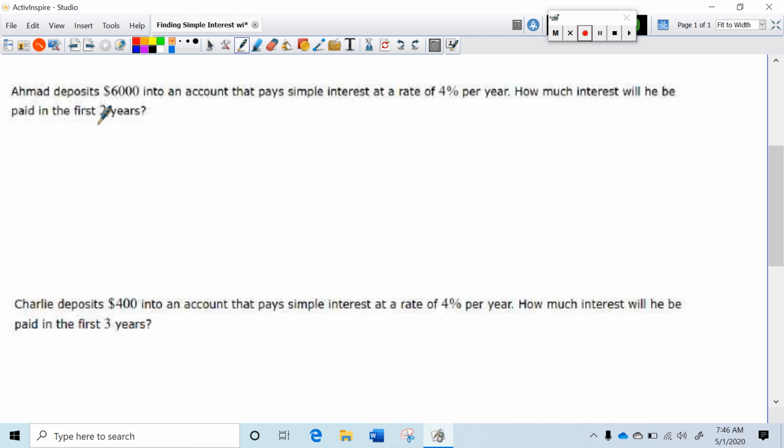So the next one is $6,000. The simple interest rate is 4%, but again, don't mess with the percent sign for now. How much interest will be paid in the first 2 years? Okay, well, 6 times 4, I'm just doing the numbers without the zeros. 6 times 4 is 24. 24 times 2 is 48.